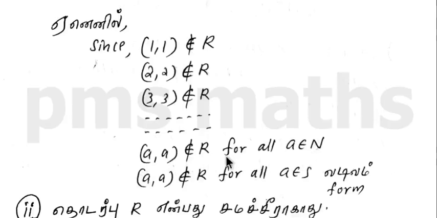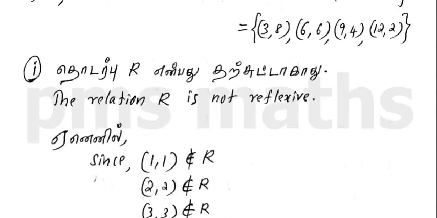This is nothing but (a, a) does not belong to R for all a belongs to S, where S is a general set. Here, the condition for a reflexive relation is (a, a) belongs to R for all a belongs to S. But here it does not belong to R. In this case, we can say the given relation is not reflexive.